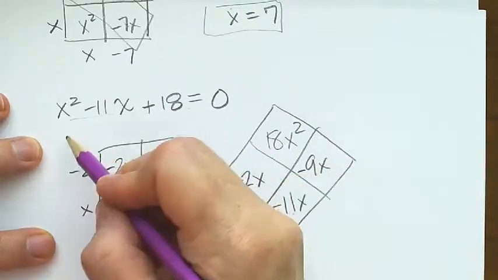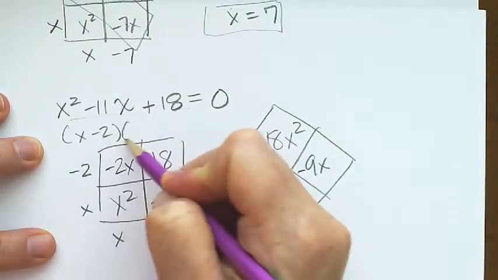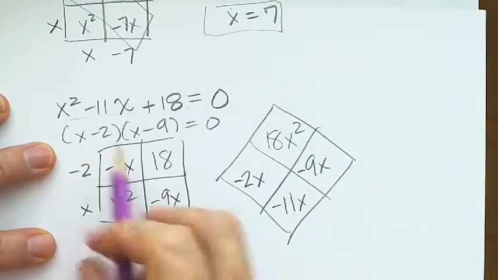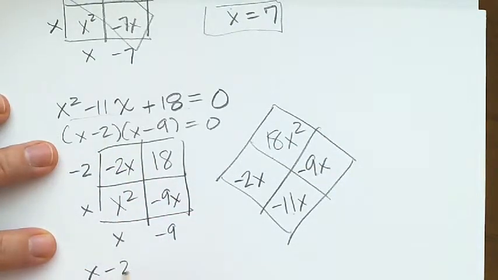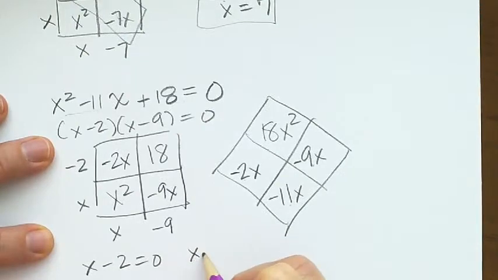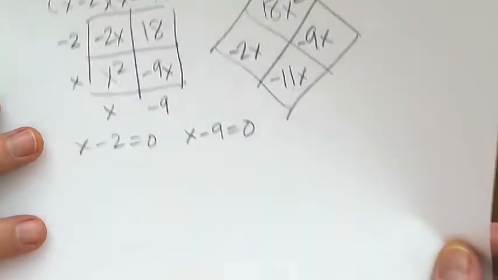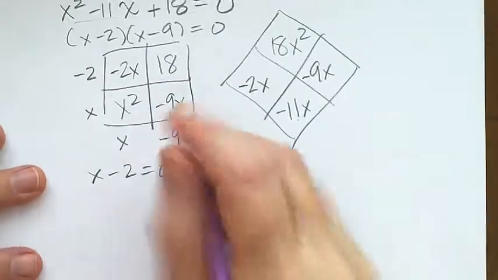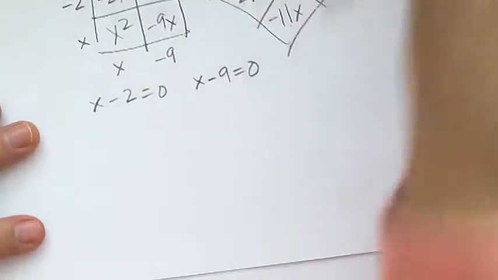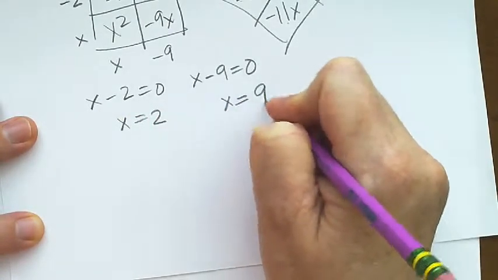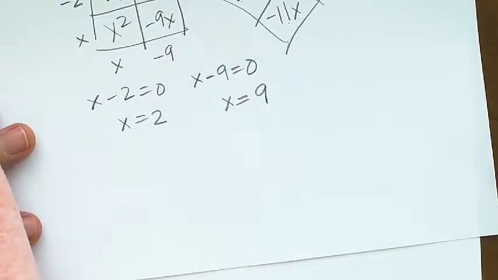So this is going to factor into x minus 2 times x minus 9 equals 0. So if I'm looking for x minus 2 equals 0, hopefully you've done zero product property and this makes sense. If this doesn't make sense, review the video for zero product property. So x minus 2 equals 0 would give me x equals 2. x minus 9 equals 0 would give me x equals 9.